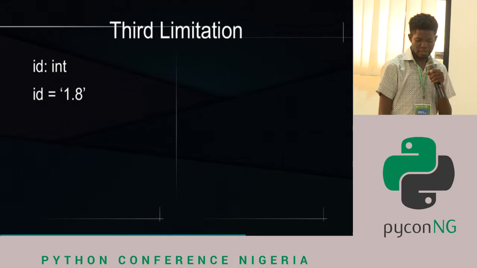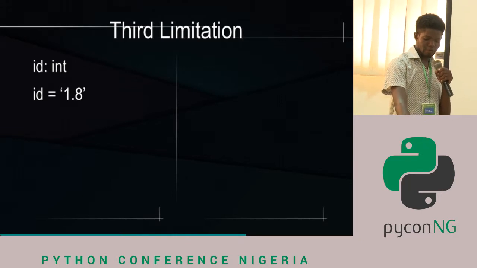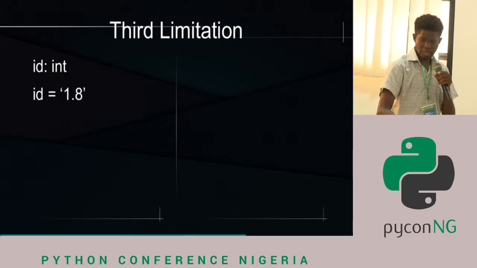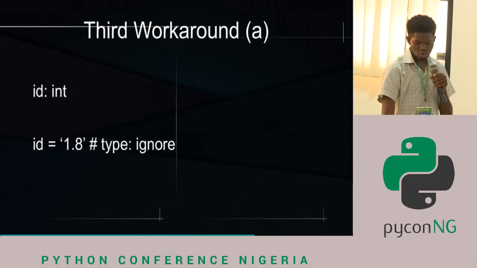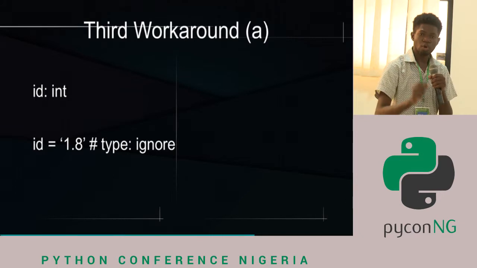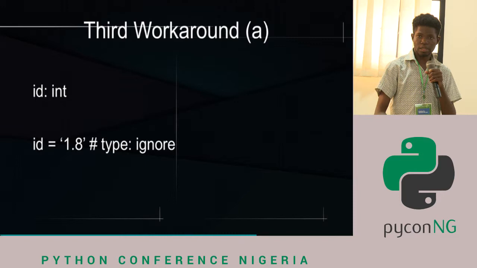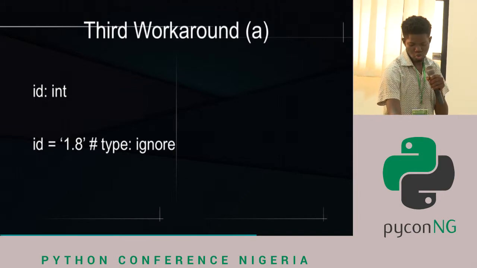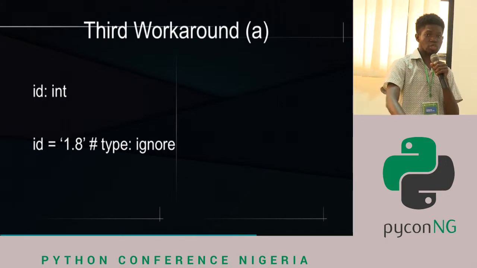Then okay, this is another limitation with the typing mode. If you define a variable as int and then you decide to pass a string into it, of course it will be flagged. If you want to work around this, you can use a special form of commenting. I'm not sure, I think it just started. Here you just write the comment using type: ignore. When mypy gets this, mypy knows to ignore the data type.